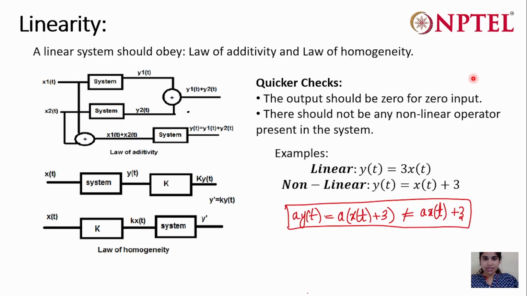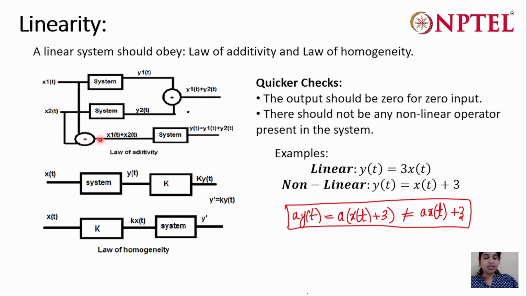Okay, let us try to understand about linearity and time invariance. A linear system should obey law of additivity and law of homogeneity. So what is law of additivity? If I have x1 of t, passing through a system, I get y1 of t, and I have x2 of t, passing through a system, I get y2 of t, and then I am adding the outputs from the systems.